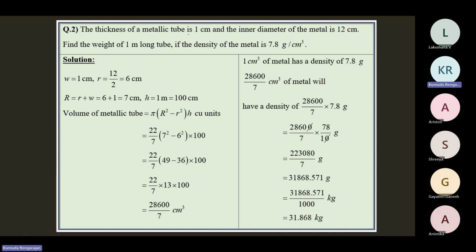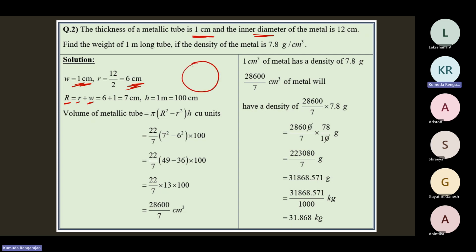Here, thickness is 1 centimeter, so W is 1. Inner diameter is 12, so inner radius is 12 by 2, 6. So you know the thickness and you know the inner radius, then you can find the outer radius. That need not be given to you in the question. You can find it yourself. So the outer radius is inner radius plus the thickness.